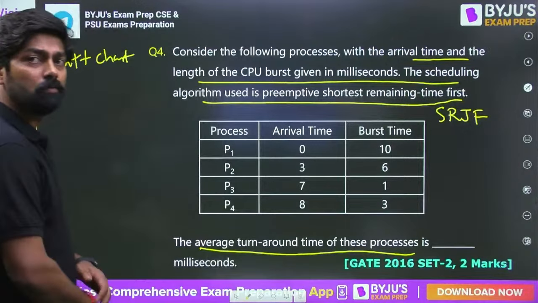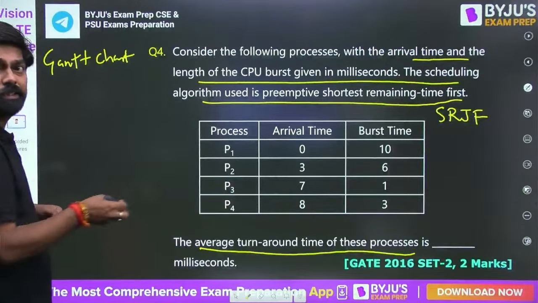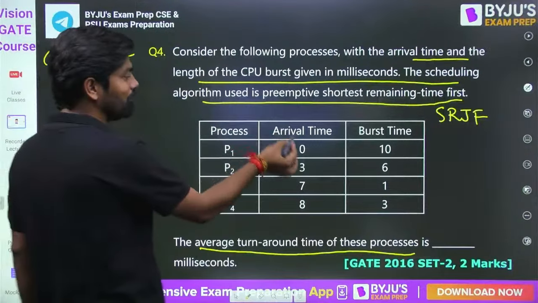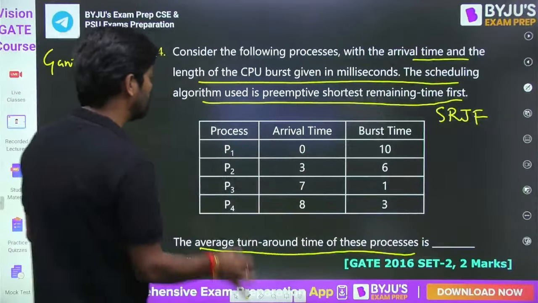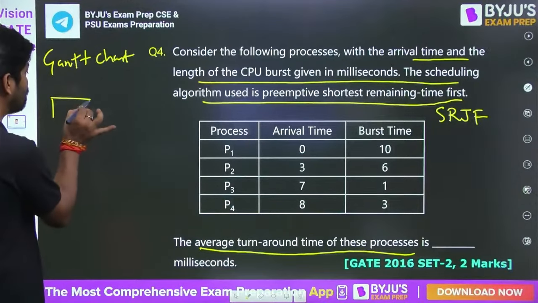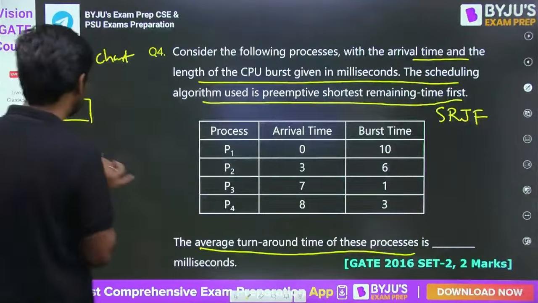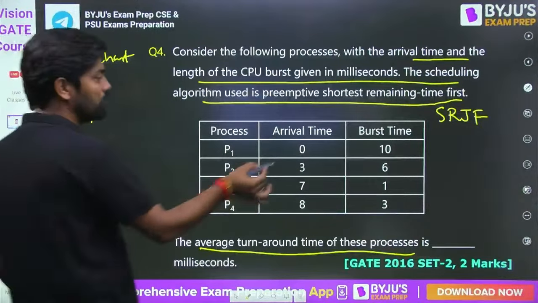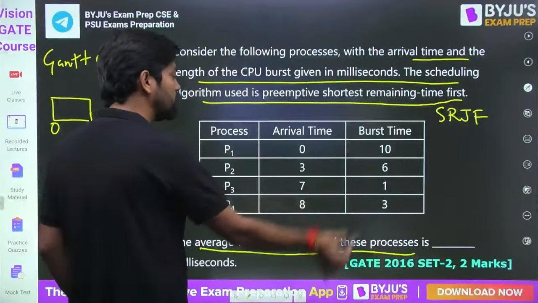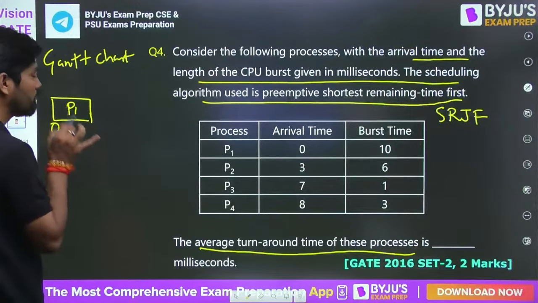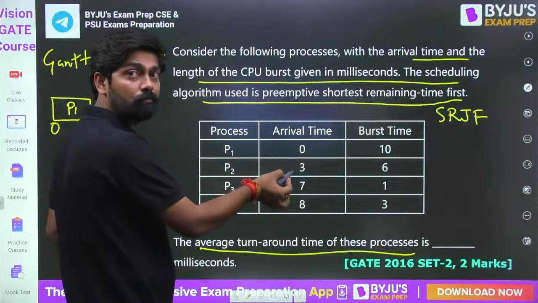Okay, I'm solving now. I think it is the easy one. See here, we have 4 processes. Arrival time is there and burst time is there. Draw the Gantt chart. It is very easy. SRJF means preemptive SJF. See here, starting from 0, at 0 we have only one process and its burst time is 10. So you can keep this process directly, P1. We have only one process here now.